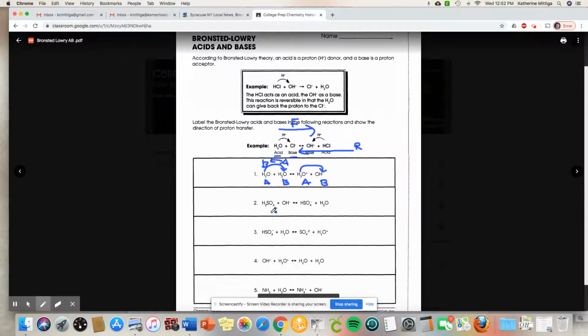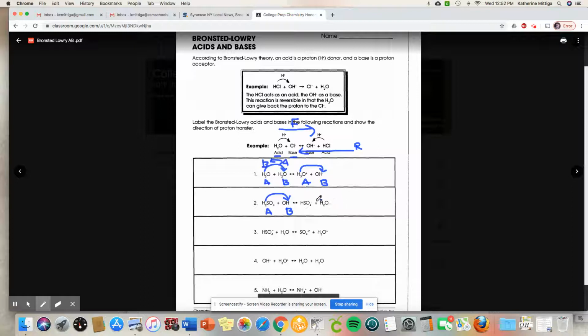All right, number 2. This is sulfuric acid and a hydroxide. Then we have sulfurous acid and water. Okay, H2SO4 is like our before. HSO4 minus is the after. What happened? I had 2 H's, now I have 1, which means it must have given it away, making this the acid. If this accepts, it has to be base. How do I know it accepted? Because it went from OH minus to H2O neutral.